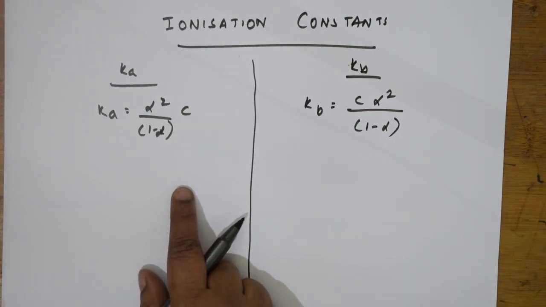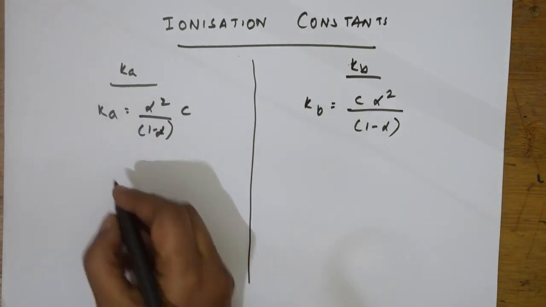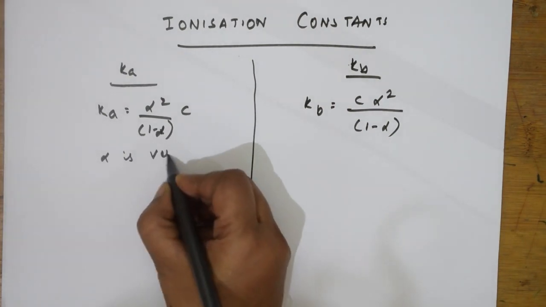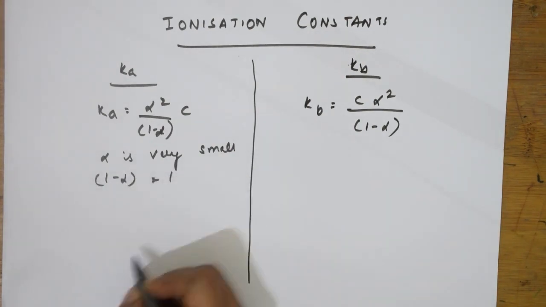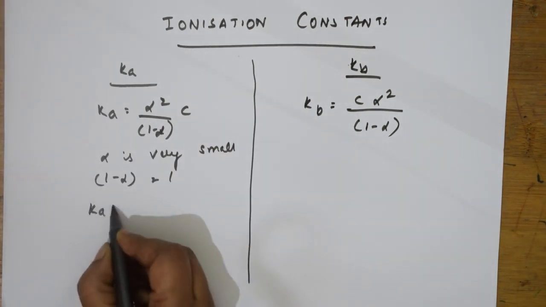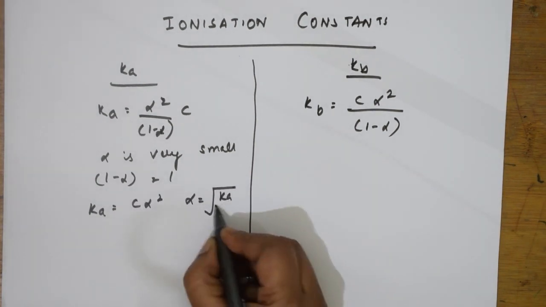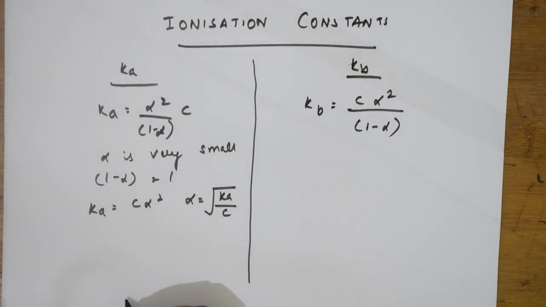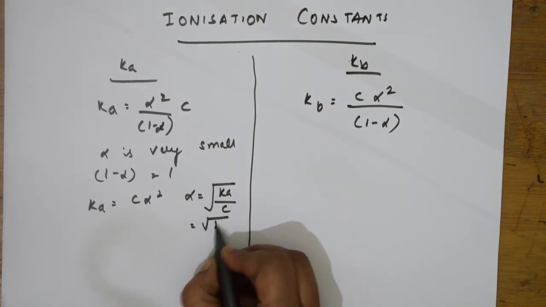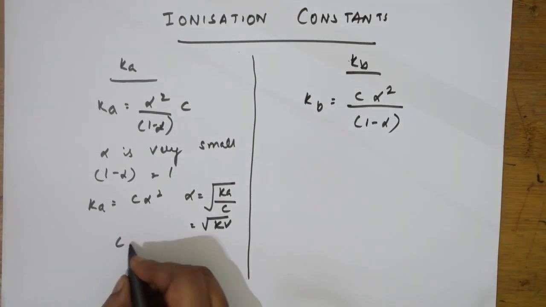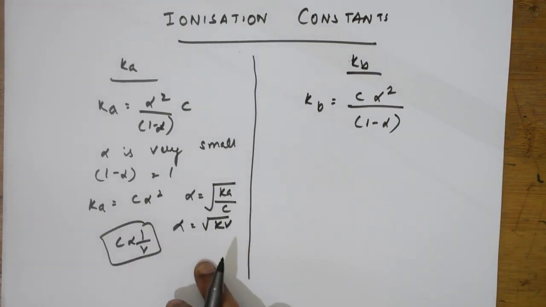Now if alpha is very small, the degree of ionization is very small, then 1 minus alpha becomes equal to 1. So Ka will become equal to C alpha square, or alpha is equal to root of Ka by C. I can write this as root of Ka into V, because concentration is inversely related to 1 by volume. This is one formula which you can use for numericals.